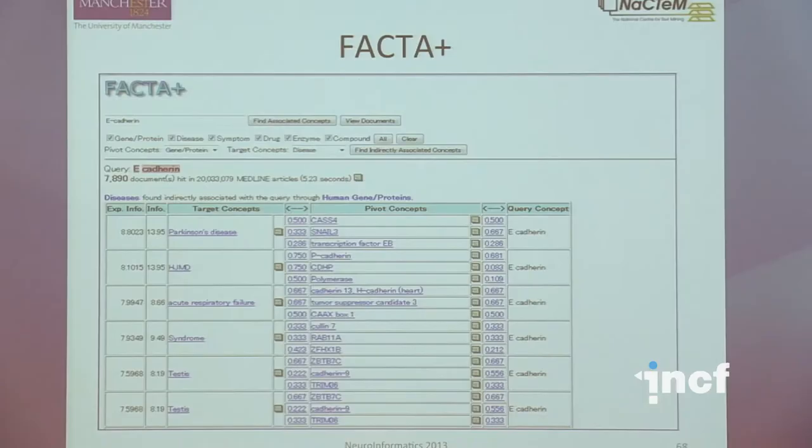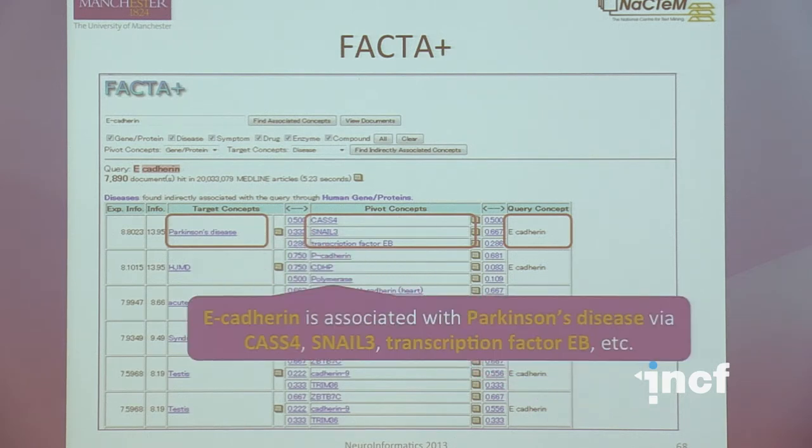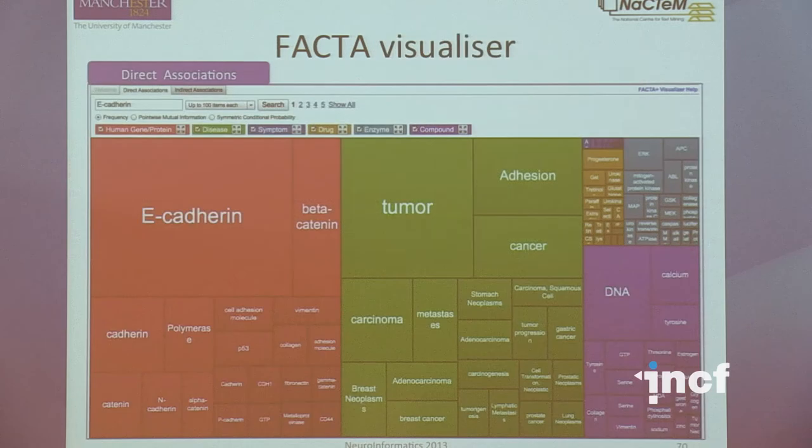They're co-occurring in different documents, but because A occurs with B and B with C, we make an assumption that A is related with C. So in this case, your query, Katerin, is associated with Parkinson's disease via these specific genes. This type of information is quite important because you can visualize it, and it can tell us what is hidden.